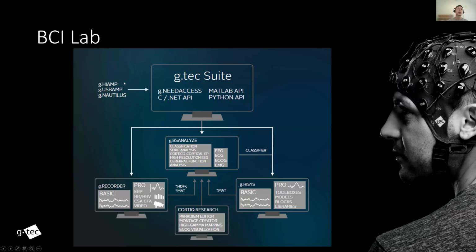All the data will be sent to a master software called g.TEC Suite. Under there, we have a server g.HIsys for processing data and sending data to different software sets. As you can see underneath it, there are different software sets you can use. g.Recorder is a more basic software, just allowing you to record data. Some additional functions with the Pro version are heart rate monitoring, evoked potential analysis, CSA and video recording.